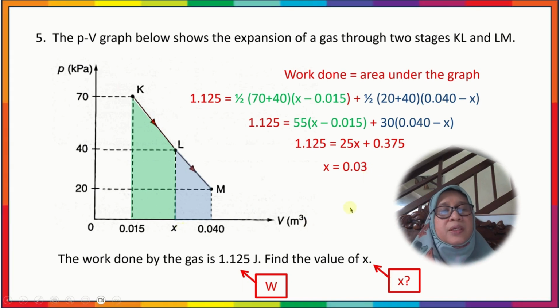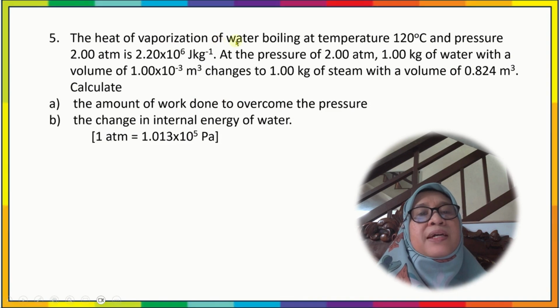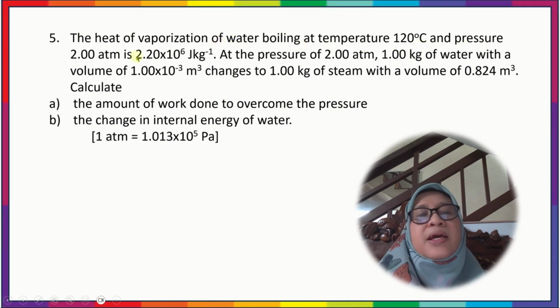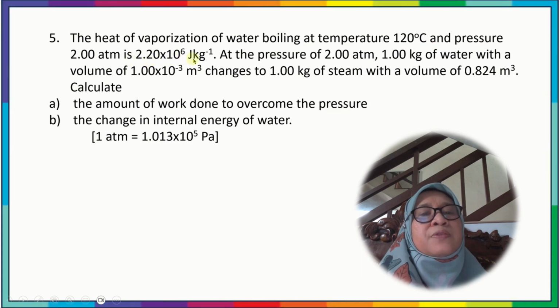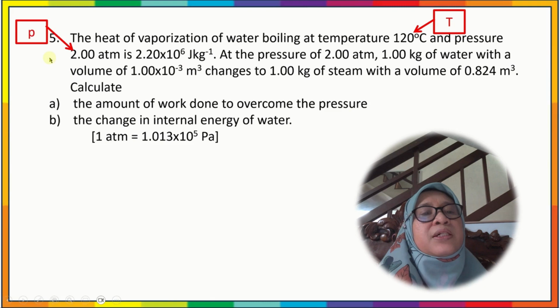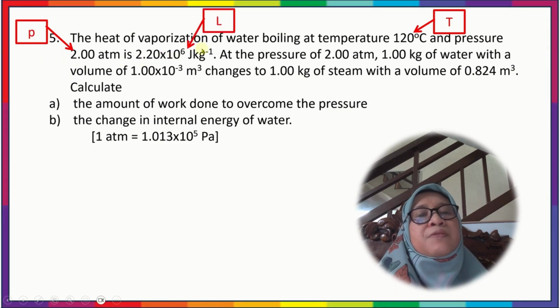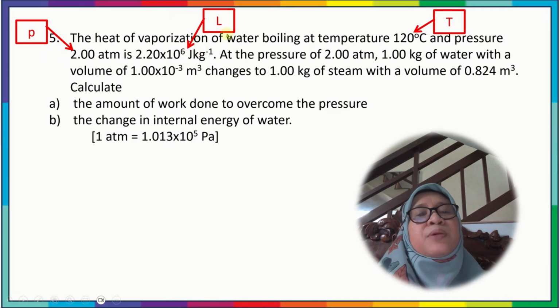Okay, next we do question 6. The heat of vaporization of water boiling at temperature 120 degrees Celsius and pressure 2 atmosphere is 2.20 times 10 to the power of 6 joule per kilogram. So this is the heat of vaporization. For this temperature and this pressure, we use the symbol L.